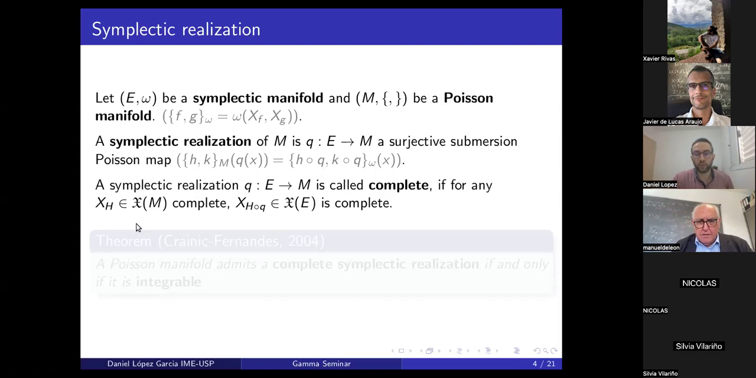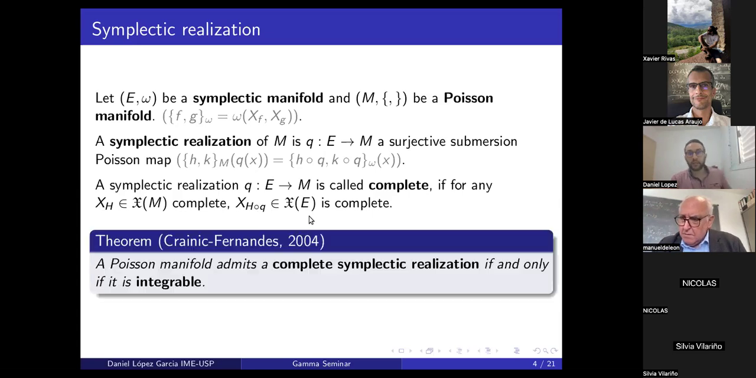Well, I can consider a Hamiltonian vector field on the base on M, and well, this H is a smooth function on M. By composing with this q, this is a smooth function on E. So I can consider this Hamiltonian vector field on E. So a symplectic realization is complete if for any complete Hamiltonian vector field on the base, this Hamiltonian vector field on E is complete again.